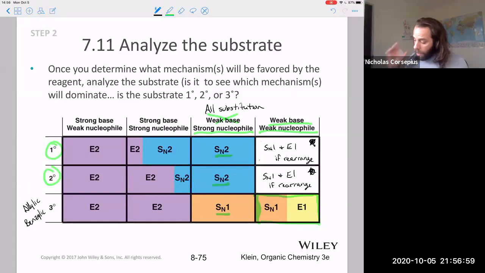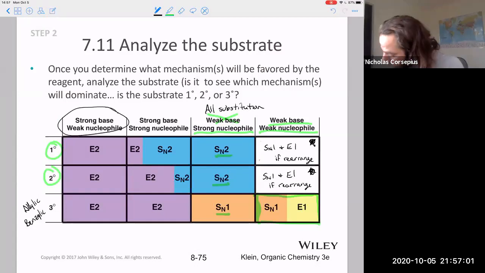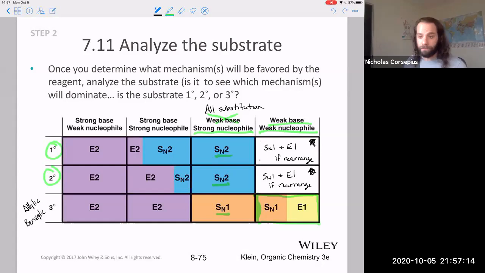Okay. I'm going to jump over here to the category strong base, weak nucleophile, because you can see across the board, it's the exact same. They're all going to undergo E2 eliminations, right? So in this case, you have a particular reagent that is a strong base. It will accept a hydrogen, but it is a terrible nucleophile, usually because it's big and bulky. So no matter what the compound is at this point, you will form E2 products, okay?